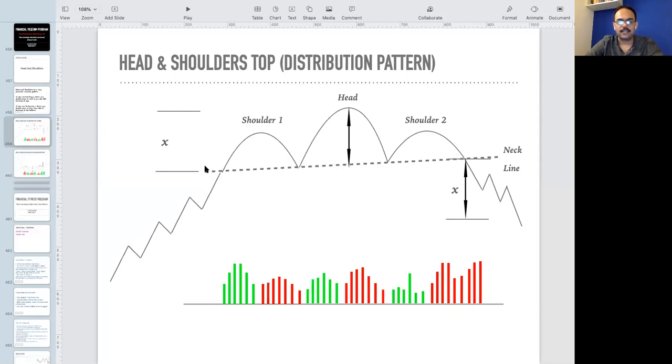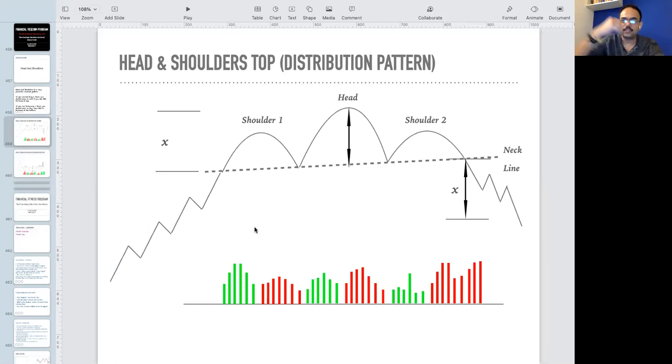When it breaks, we draw a line called the neck. Whenever it breaks, how far will it come down? If you take the measure from head to neck, it will come down at least that much. So if you are holding a stock and you see a head and shoulder pattern forming and it closes below the neck, get out of the way so that you will be able to save money, because it is definitely going to come down this much.